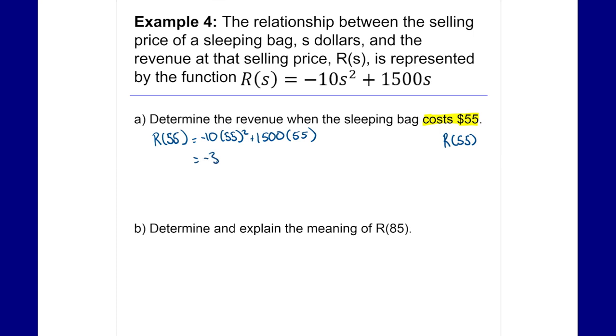So first we have negative 30,250 plus 82,500. We then calculate those together, and we get 52,250. So the revenue when S is 55 is $52,250, or R at 55 is equal to 52,250.